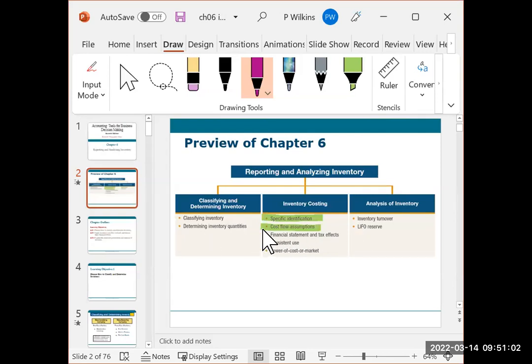So we'll learn about the cost assumptions. Today we will get through FIFO, first in, first out. On Wednesday, we will do last in, first out, and then we'll also cover the rest of this stuff here, which is actually really quick stuff to go over, okay?